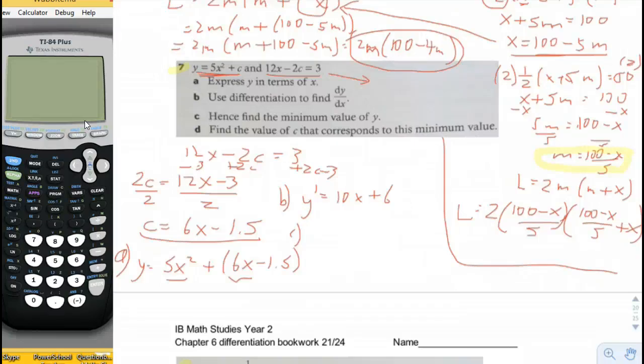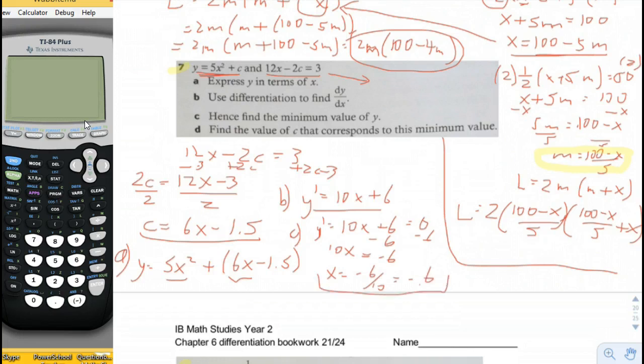Okay, so they're saying that there is a gradient of 0 at some point for this equation. So what we can do is say y prime is equal to 10x plus 6 equals 0. Then we can subtract 6 from both sides. We get 10x equals negative 6, x equals negative 6/10, or negative 0.6. Okay, so that is the answer to C.